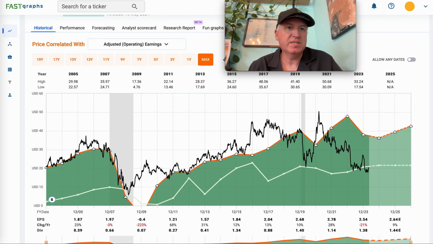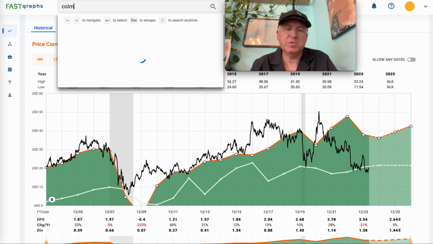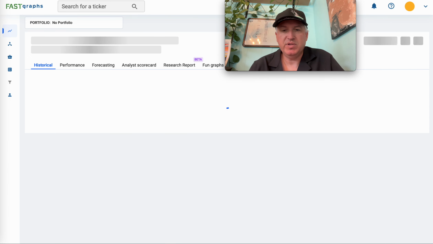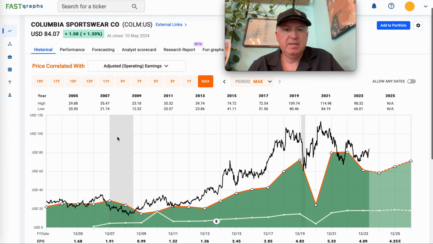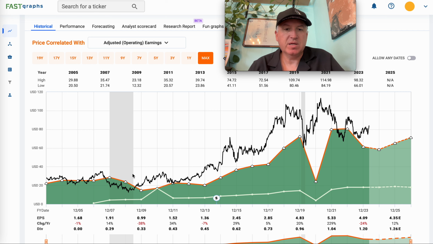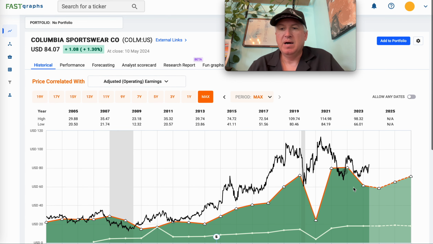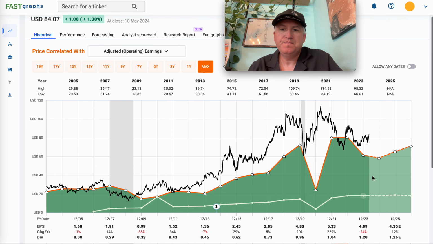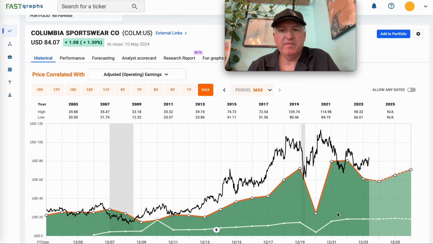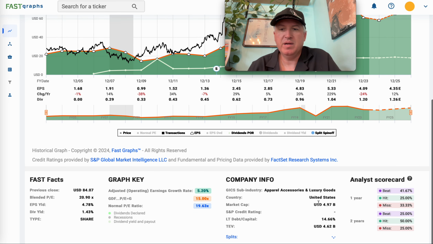Columbia Sportswear, COLM. I have looked at this one in the past, but I haven't looked at it recently. This would be kind of a normal deep cyclical. They had a pretty deep decline during the Great Recession. COVID, we can kind of ignore to some degree. But now we see this new retail decline happening after a pretty good run. So I would put this one in the deep cyclical category. But usually I do limit the amount of apparel retailers. They're just so hard.